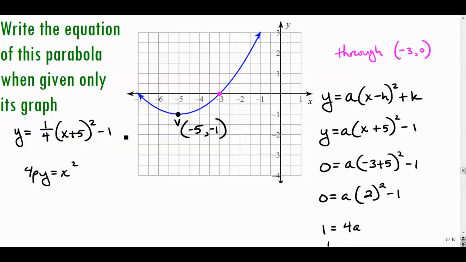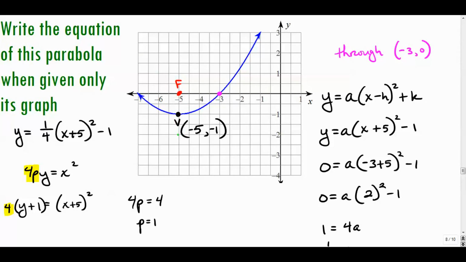And to do that, I'm going to simply add 1 to both sides and multiply both sides by 4. That'll give us the quantity x plus 5 squared on the right is equal to this thing on the left. And again, it doesn't matter that we have the parentheses here. 4p is equal to 4, which is kind of cool because p is equal to 1. So if p is equal to 1, then our focus is 1 above the vertex. So the focus is right here, and the directrix is 1 below that.